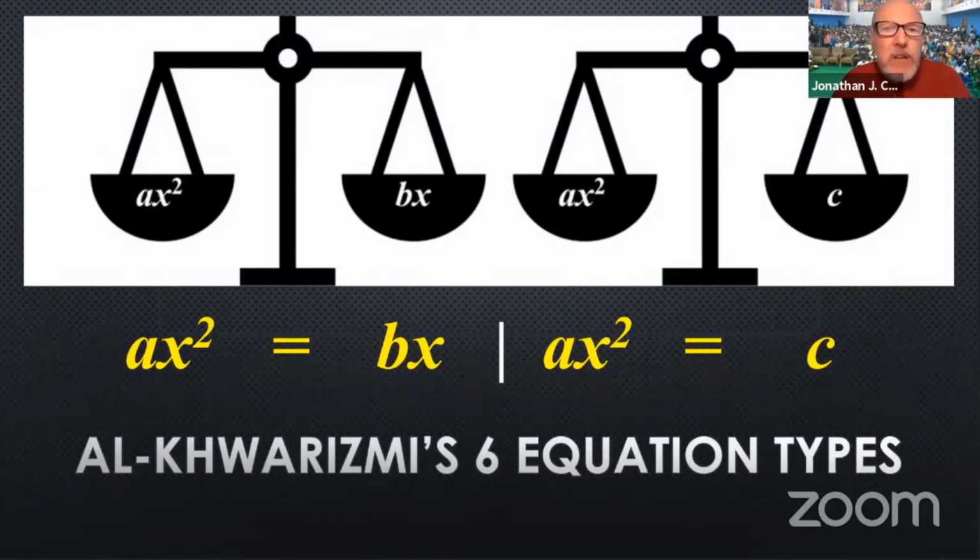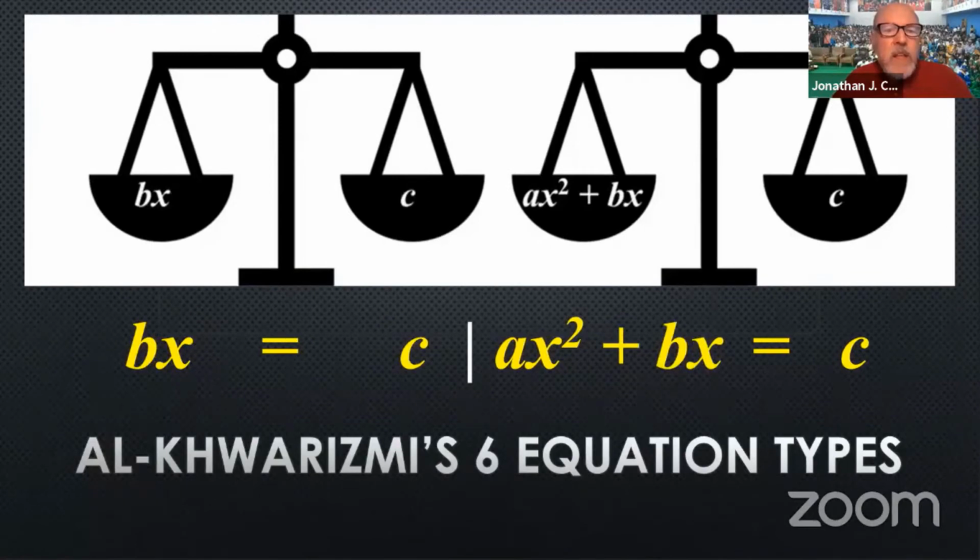Al-Khwarizmi talked about balancing equations, and the Arabs were great traders. So I've, in my own mind, had a balancing metaphor of using balance pans. And so we can see that ax squared balances, it confronts bx, and ax squared confronts or balances c in these equation types. And there are more equation types that Al-Khwarizmi had. bx equals c, ax squared plus bx equals c.